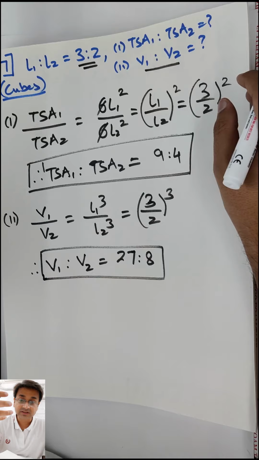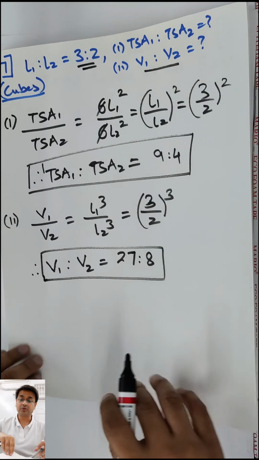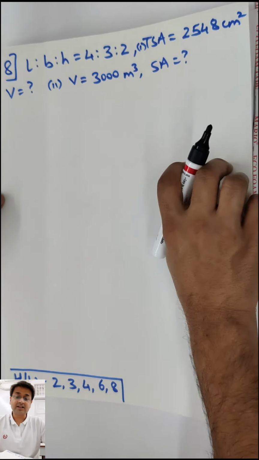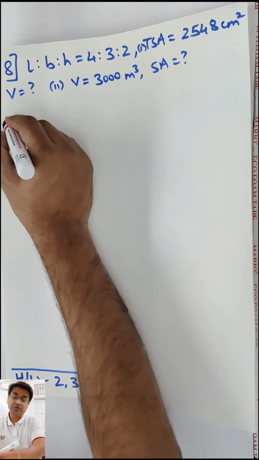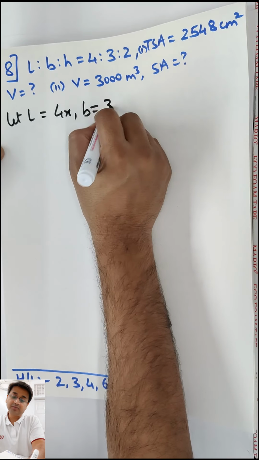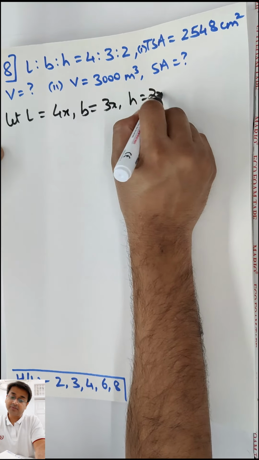Simple? Okay, these type of questions seldom come in the exam, but I thought it will help you connect your logical skills better, and therefore I thought we'll do it. Let's move on to the last question, sum number 8. They say that the length, breadth and height are in this ratio. So we'll say let length be 4x, breadth be 3x and height be 2x.